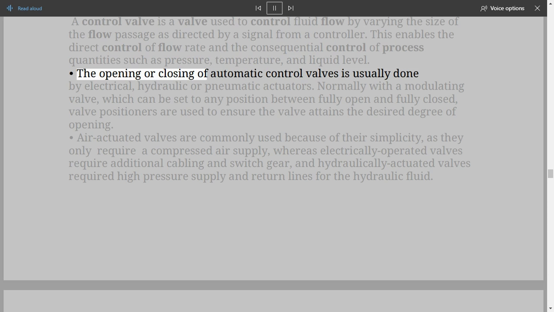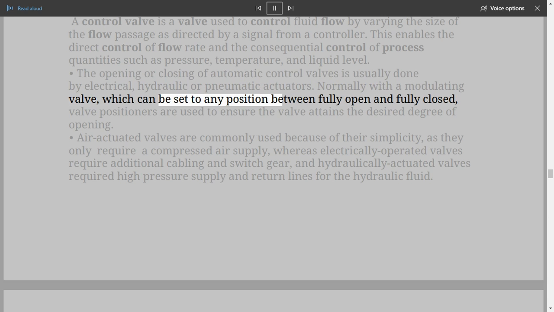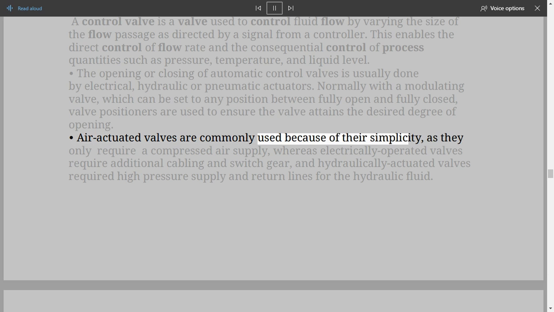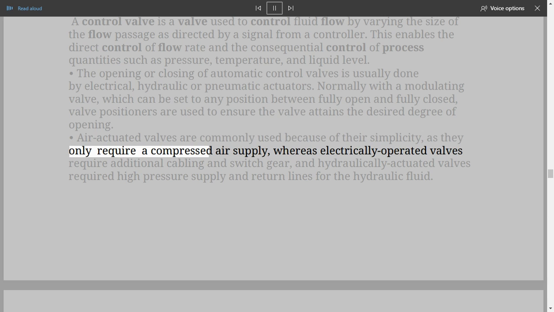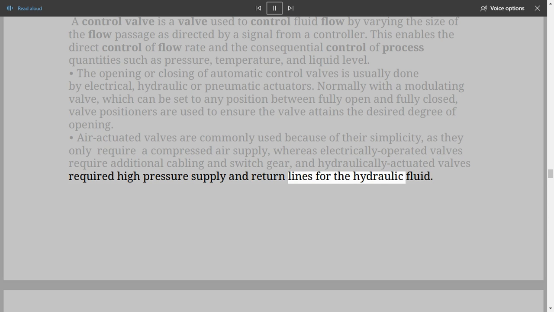The opening or closing of automatic control valves is usually done by electrical, hydraulic, or pneumatic actuators. Normally with a modulating valve, which can be set to any position between fully open and fully closed. Valve positioners are used to ensure the valve attains the desired degree of opening. Air-actuated valves are commonly used because of their simplicity, as they only require a compressed air supply, whereas electrically operated valves require additional cabling and switchgear, and hydraulically actuated valves require high-pressure supply and return lines for the hydraulic fluid.